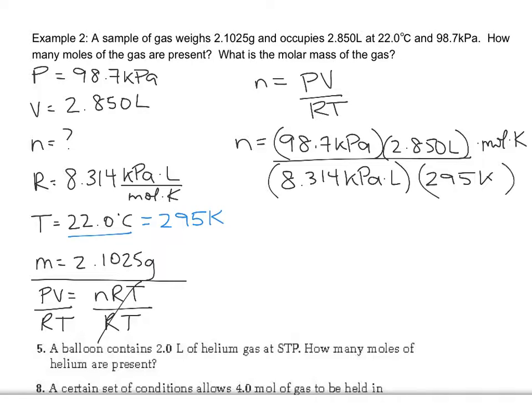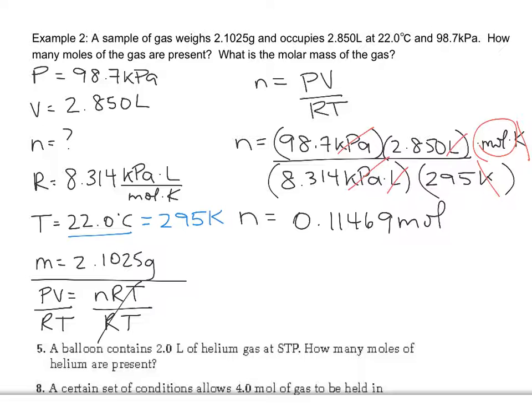Okay, so now I have Kelvin. Now I can substitute everything in, and let's look at all my units. So I have kilopascals crossing out with kilopascals, liters with liters, Kelvins with Kelvins. I'm left with the unit mole, which makes sense because I am solving for moles. When I plug everything in, make sure you're using brackets for your denominator so that it works properly. So I get n equals 0.11469 moles. I'm not going to round off yet for my significant digits because I'm actually looking for the molar mass of the gas.